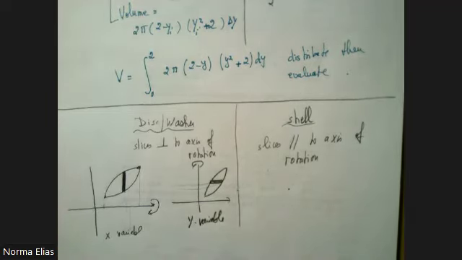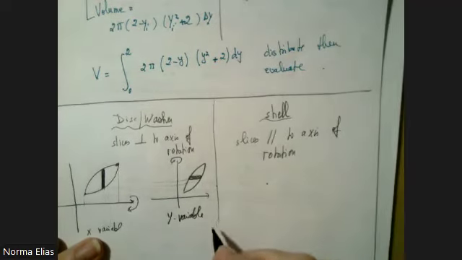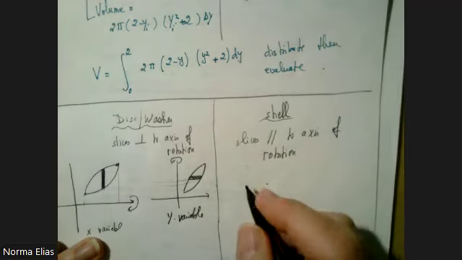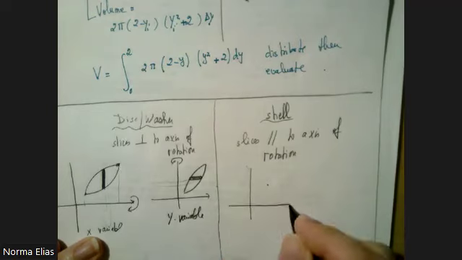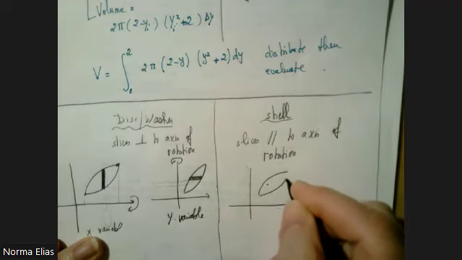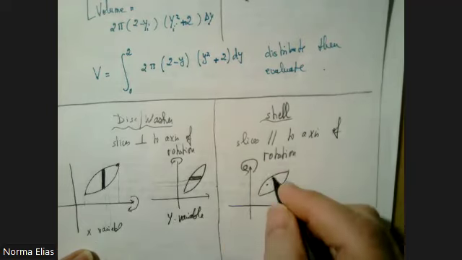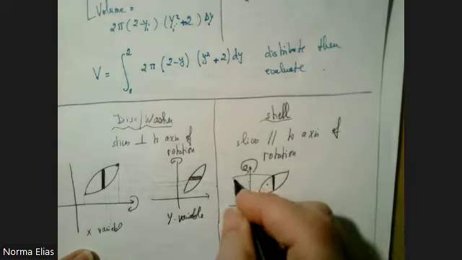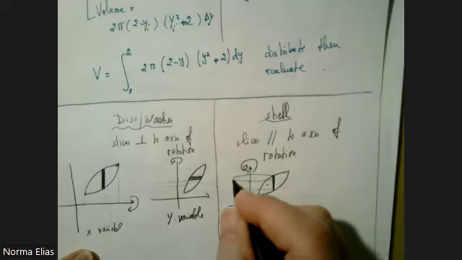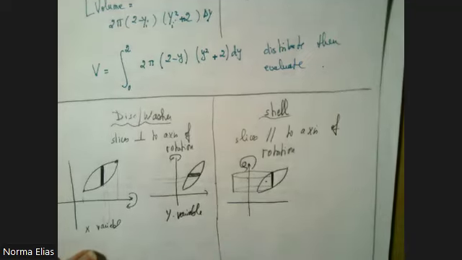In the shell method, it is the same, but the slices are parallel. So if I take the same region, and let us say I'm rotating about the y-axis, these are my slices, parallel to the axis of rotation, and as you can see, they generate a shell. Y is the variable.